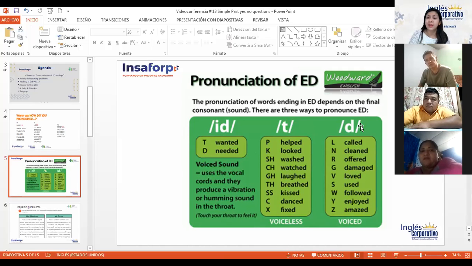En cambio, con las que la pronunciación es como d, cuando usted pronuncia estos verbos, usted siente una vibración en las cuerdas vocales. Por ejemplo, si usted pone cold, usted siente una vibración. Clean, offered, follow, son como un poquito más larga, ¿verdad? Y esa sí se siente una vibración. Diferente con las de pronunciación T. Help, usted no siente nada. Watch, no siente. This, no siente vibración. Por eso se les llama voiceless o mudas. En cambio, las otras sí se sienten.